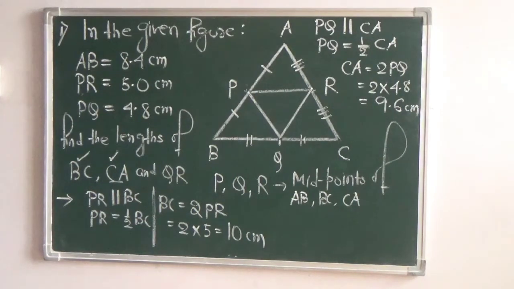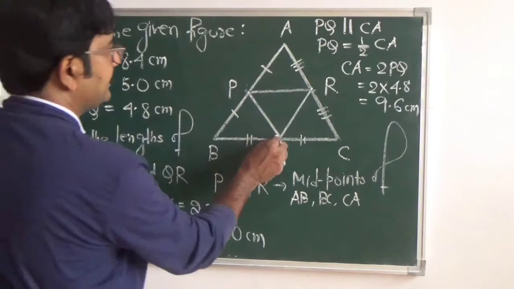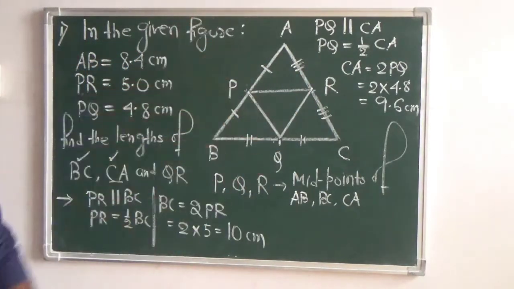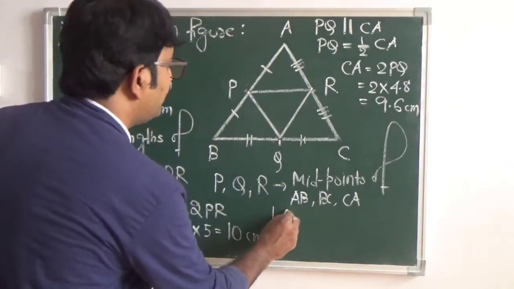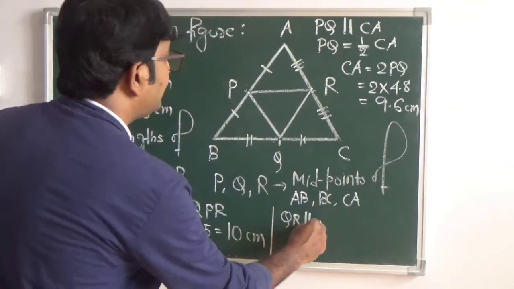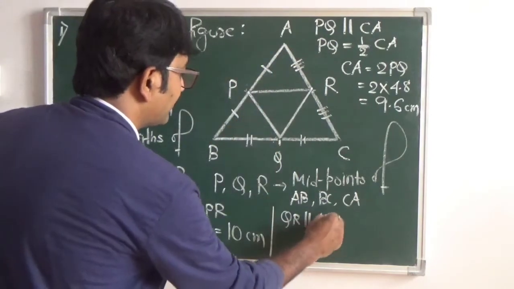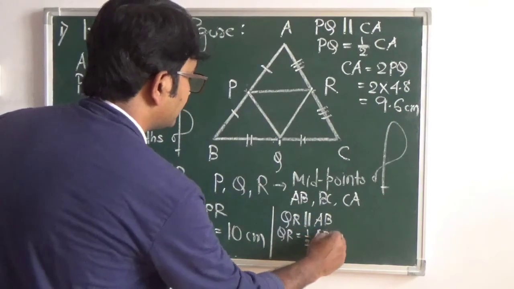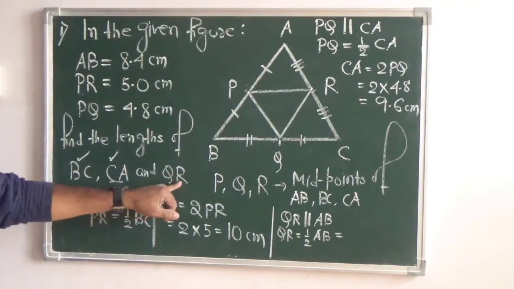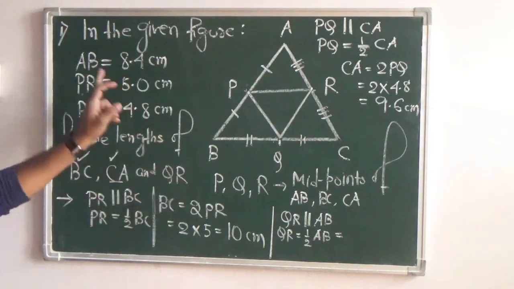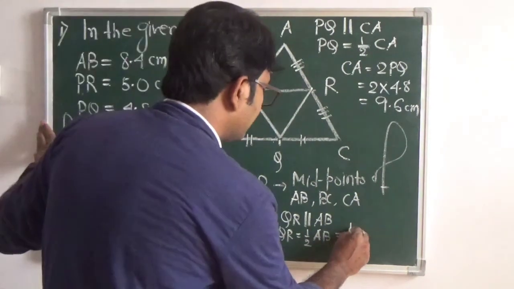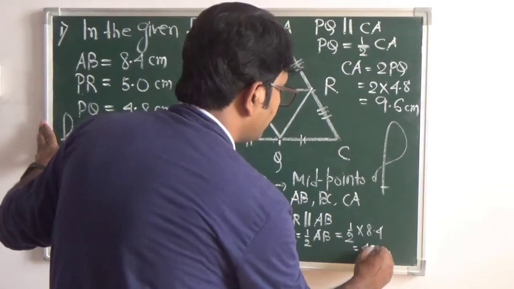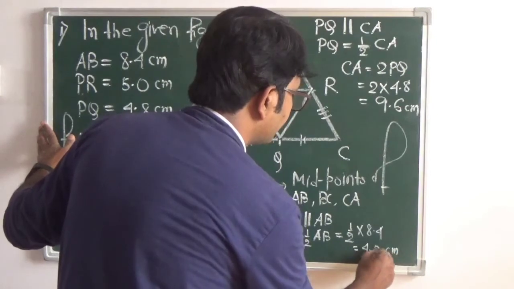Now we have to find QR. Q and R are the midpoints of the sides BC and CA. So QR is parallel to AB and QR is equal to half of AB. AB is given as 8.4, so this is half into 8.4, which equals 4.2 centimeters.